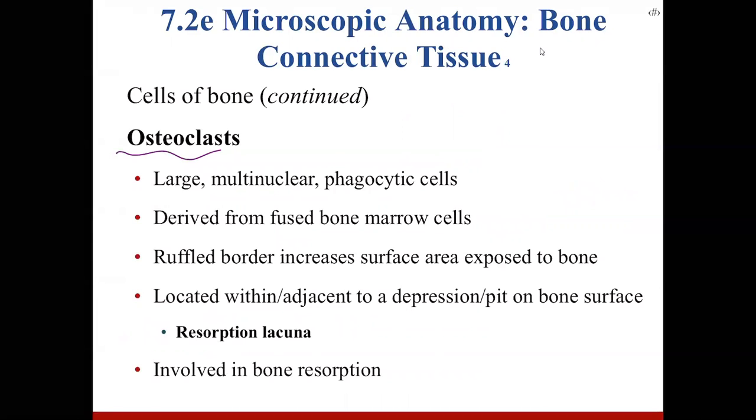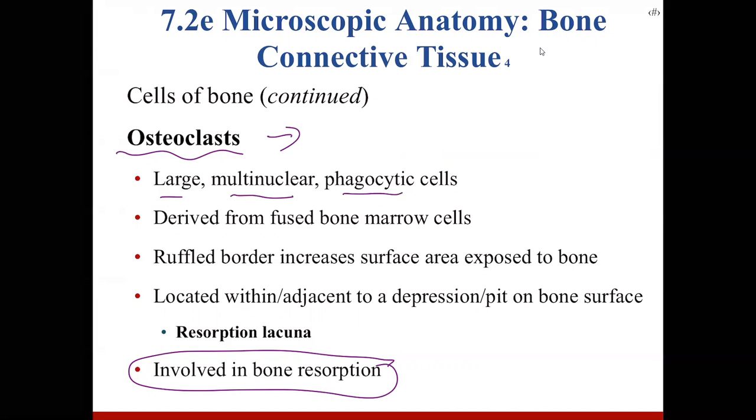Now osteoclasts are different. Osteoclasts are the ones involved in resorption. What does that mean? These are large multinuclear phagocytic cells. What they do is they break down bone.